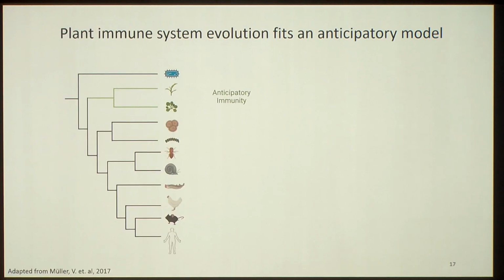And so I want to bring it back to our tree of life and argue that the plant immune system evolution fits this anticipatory model at a population level. We have this subgroup of NLRs that are evolving quite rapidly. They have distinct genomic features and signatures of selection that are helping to promote this diversity and a higher likelihood of mutation.